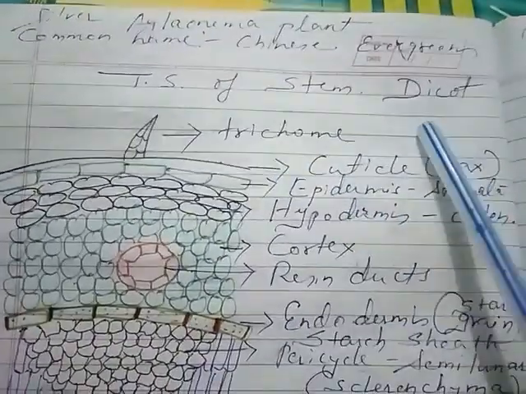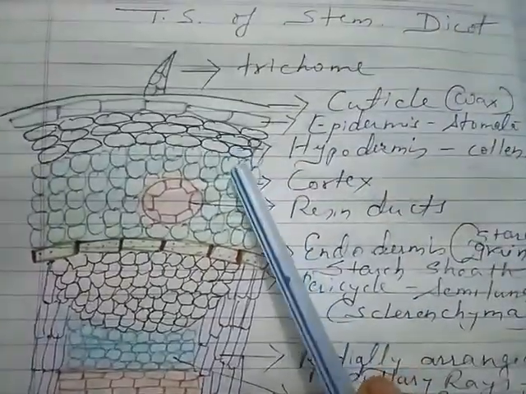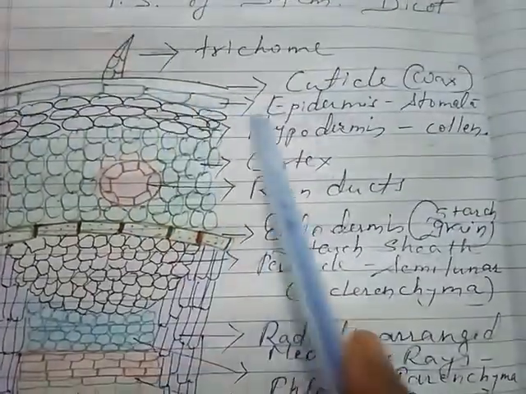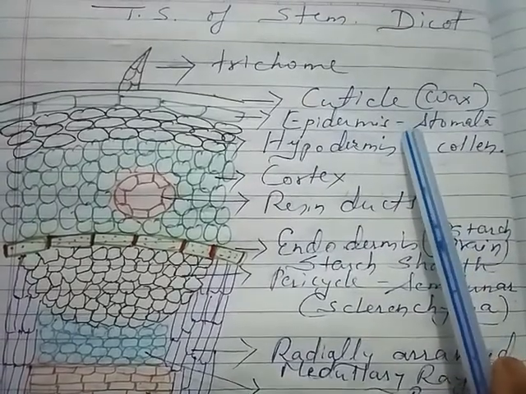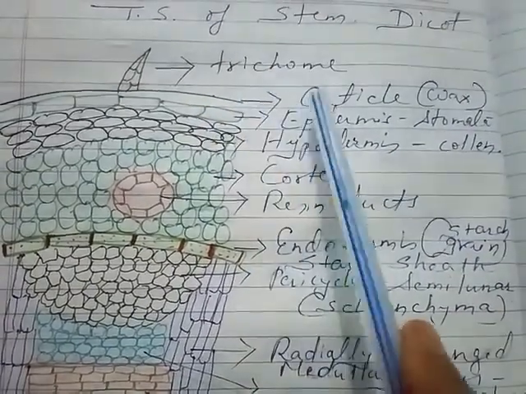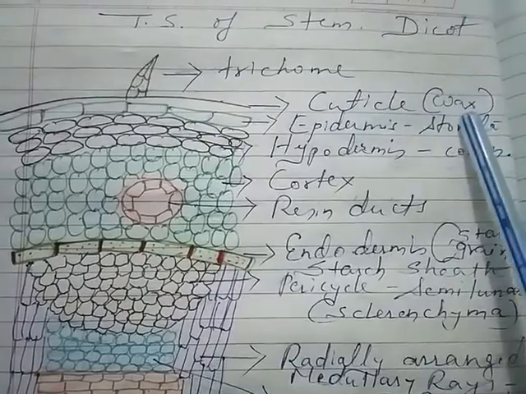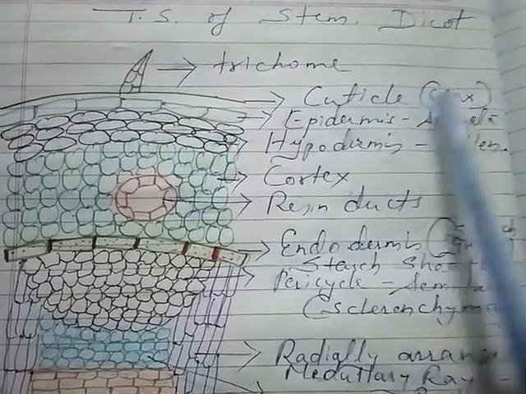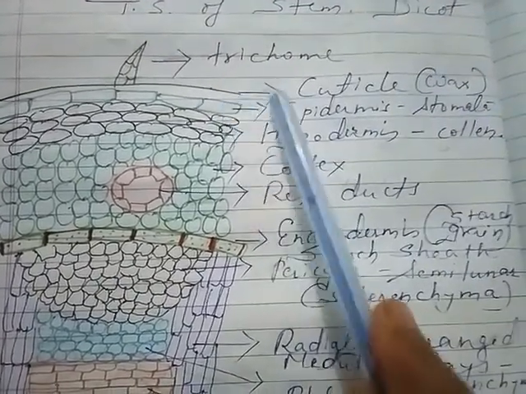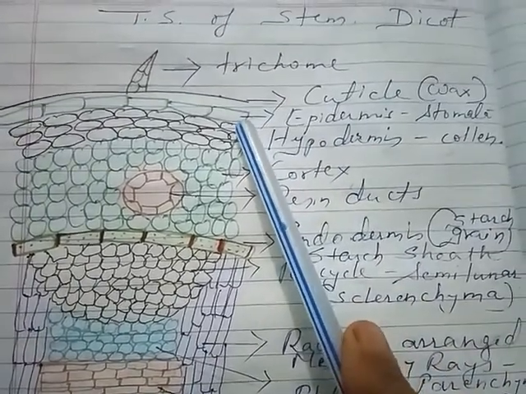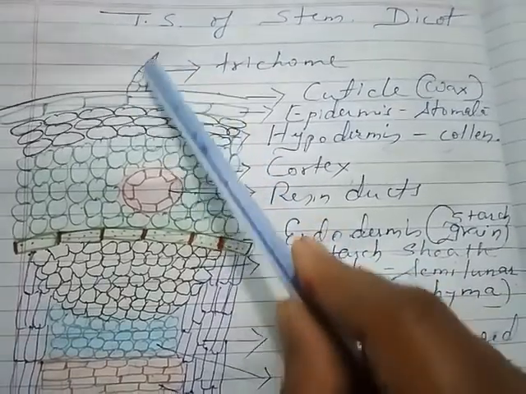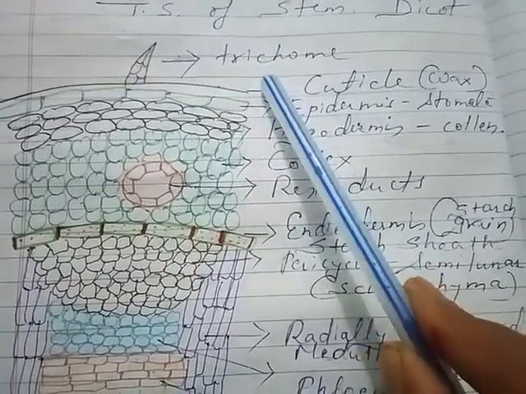Now let us see the stem, the transverse section of the stem of a dicot. Here again the epidermis is a single layer. In the epidermis, stomata will be present in the case of the stem. Above the epidermis is a layer of cuticle, which is wax, lipid in nature. The function of the cuticle is that it reduces the rate of transpiration. Then stem hairs are present, which are multicellular, called trichomes.